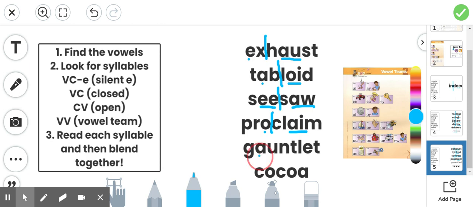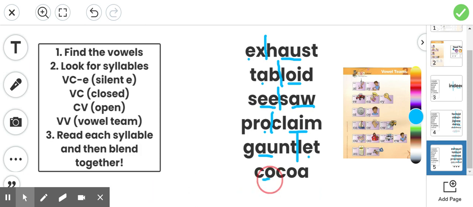Here we have a U and an E, and then there's NTL in between. I know NT are together in lots of words, like in the words tent and ant. So I'm going to keep them together and separate in between the T and the L. And then here, last word, we have an O, and then we have an OA. I'm going to separate right after the first vowel.